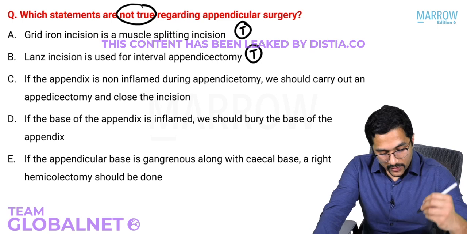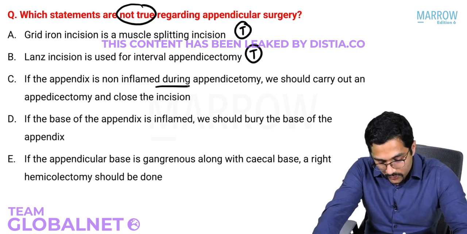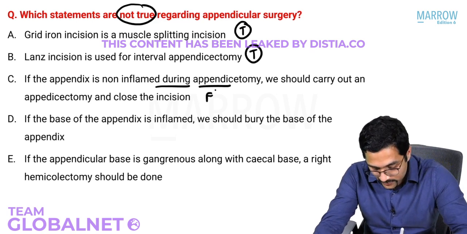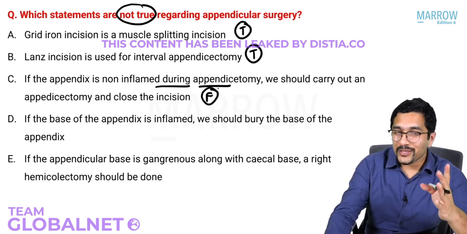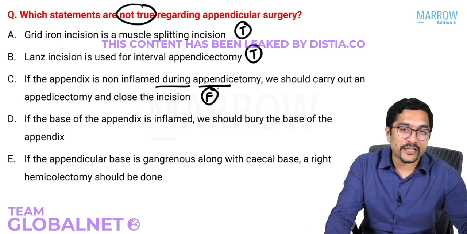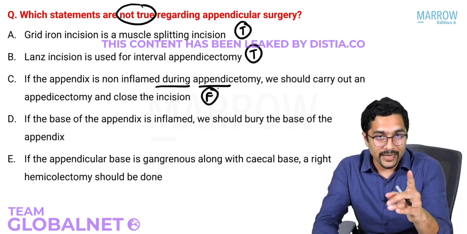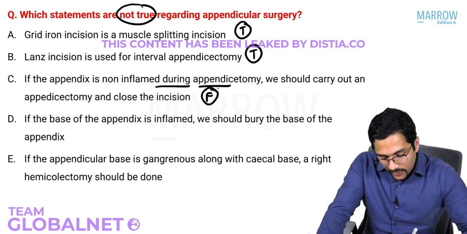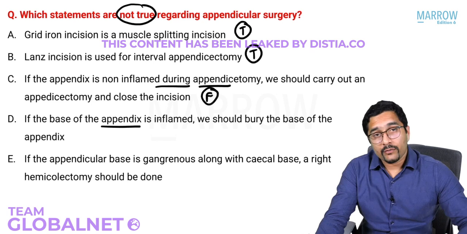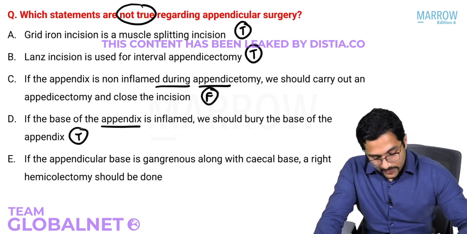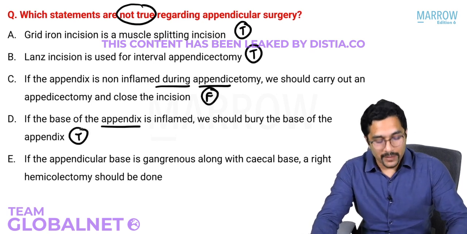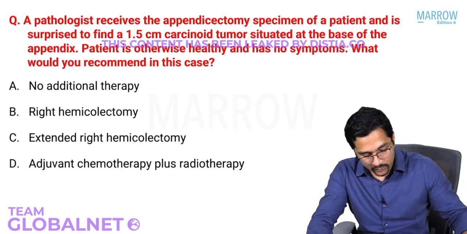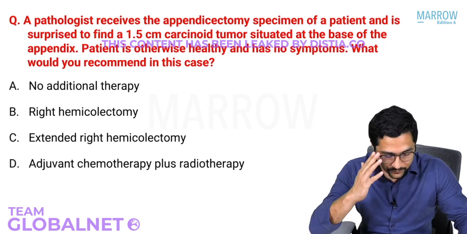This is true. If the appendix is non-inflamed during appendicectomy, we should carry out an appendicectomy and close the incision. This is false. I've told you, what do we do? Correct. Search the last 2 feet of ileum for an inflamed Meckel's. If there's no inflamed Meckel's, then you can remove it. If the base of the appendix is inflamed, we should bury the base. This is true. If the base is gangrenous along with the cecal base, we should do a right hemicolectomy. This is also true. These scenarios are extremely important from the point of view of the exam.